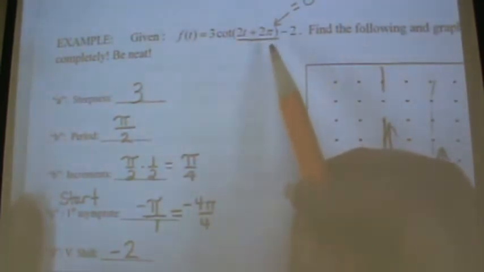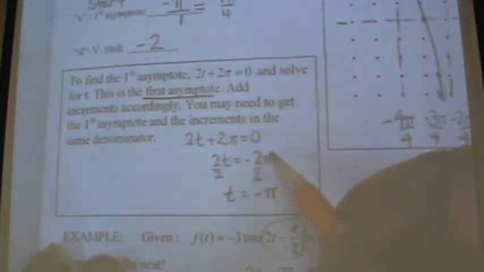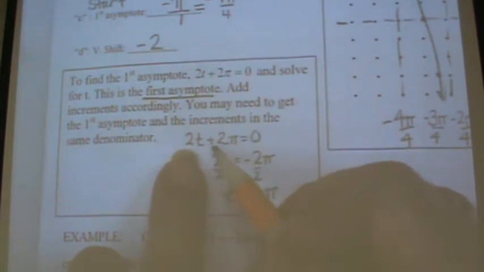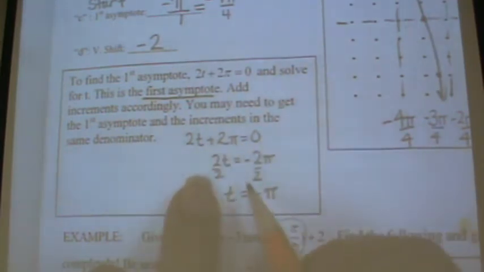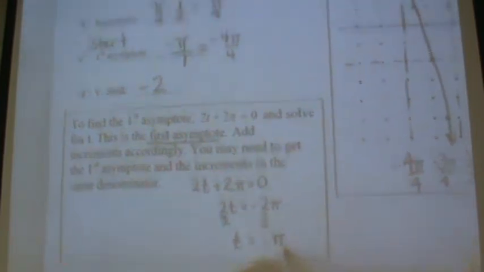Cotangent, do you remember where your first asymptote was? It was at 0. So now instead of setting this equal to 2 pi over 2, you're going to set it equal to 0. And I show you right here, you're going to set 2t plus 2 pi equal to 0. So subtract 2 pi, divide by 2. So you're going to start at negative pi here.